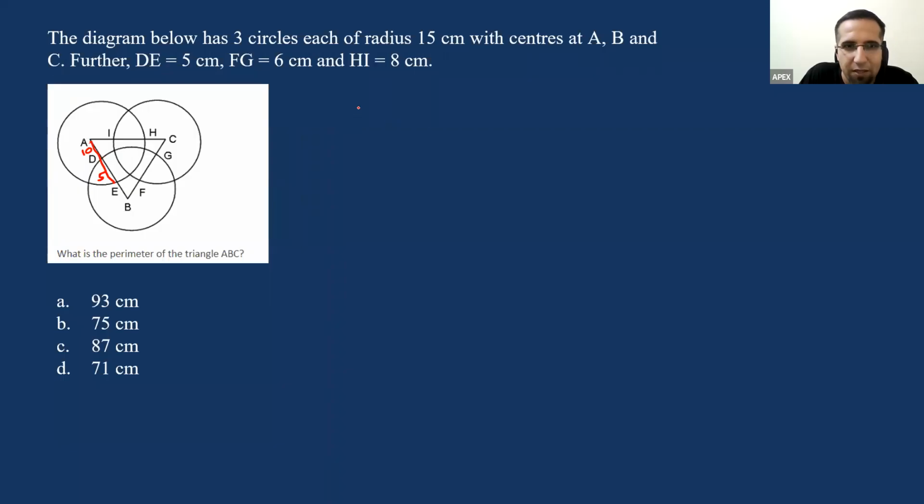Similarly, BD is the radius, and BD is equal to BE plus ED. And we are told that ED is 5. That means BE will also be equal to 10. That means the side AB of the triangle would become 25 centimeters long.